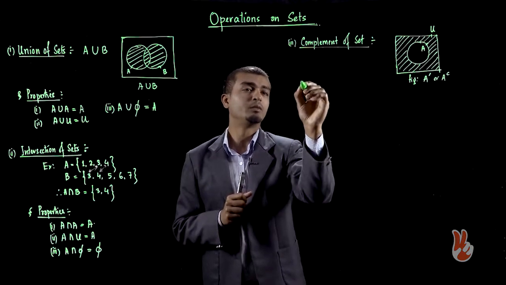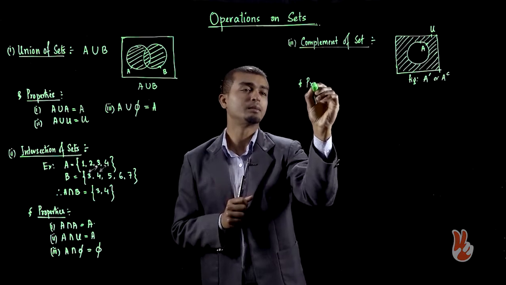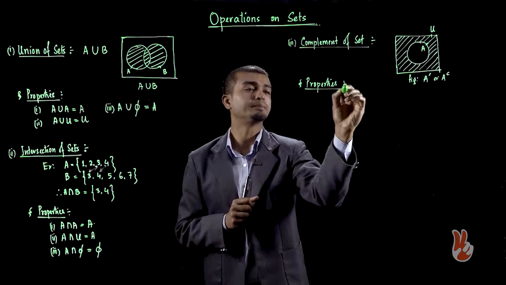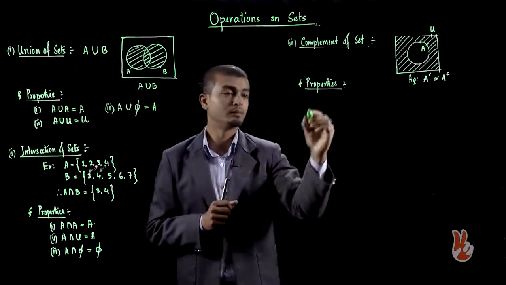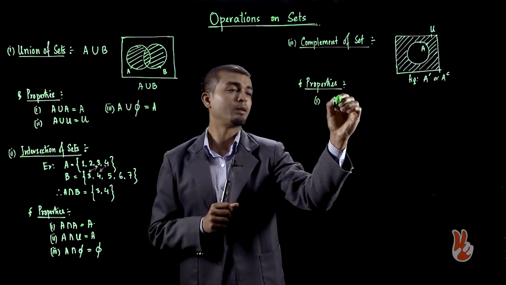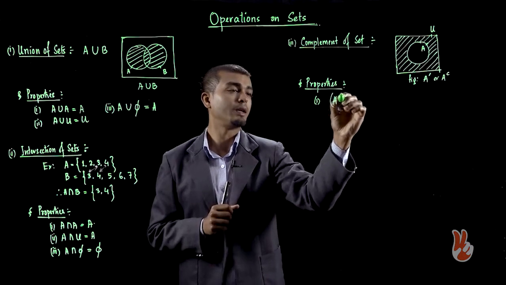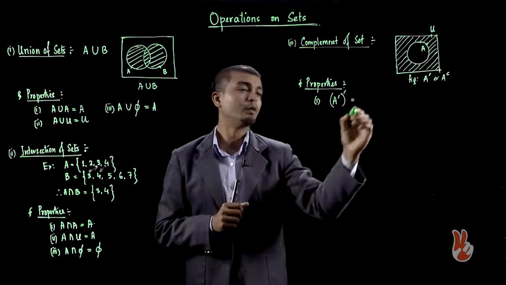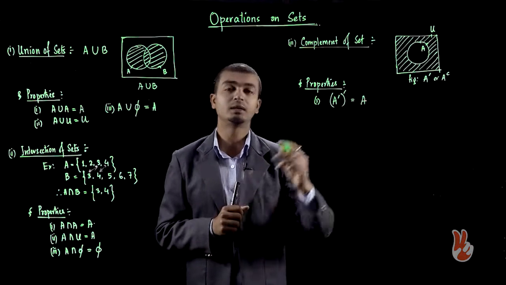Now, if I move to the properties of complement, then number 1 property is: the complement of the complement of any set, that means the double complement of any set, will give you back the set itself.